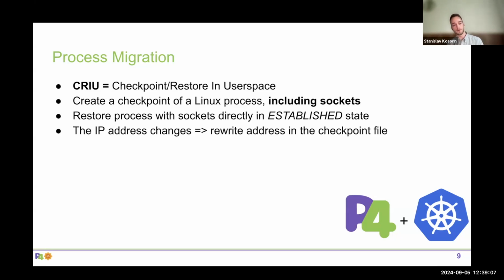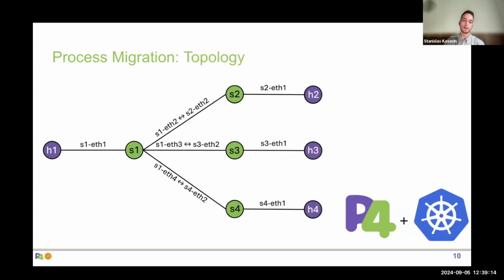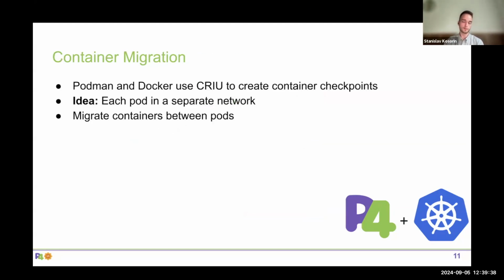One issue we faced here is that when the IP address changes, we needed to rewrite this IP address in the checkpoint file. Very shortly, the topology we used is basically multiple network namespaces for different hosts, where we connected each namespace with a switch using virtual Ethernet pairs. And many of you will think that this is a very similar functionality to what containers do, and that's exactly what we thought as well.